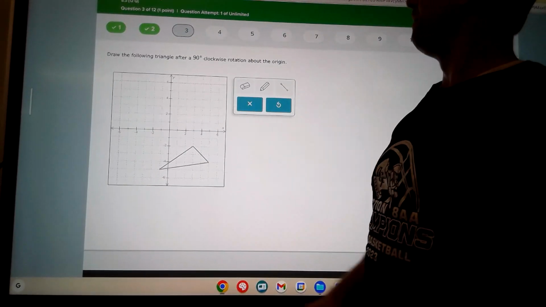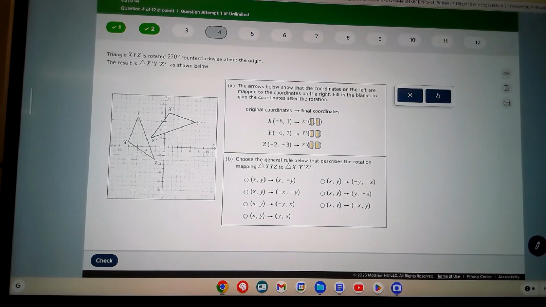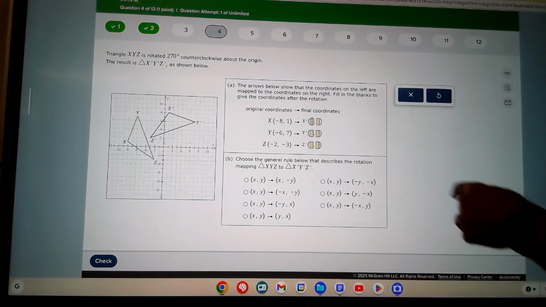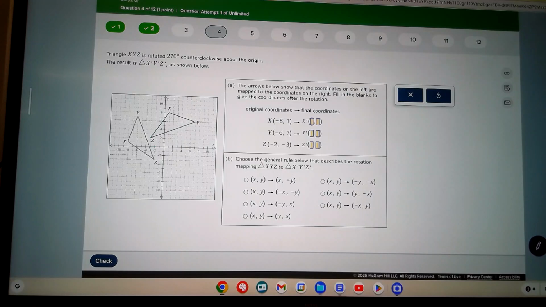Number 4. We have triangle X, Y, Z. It has been rotated 270 degrees counterclockwise about the origin. The results would be X prime, Y prime, Z prime, as shown. They just want the new points.